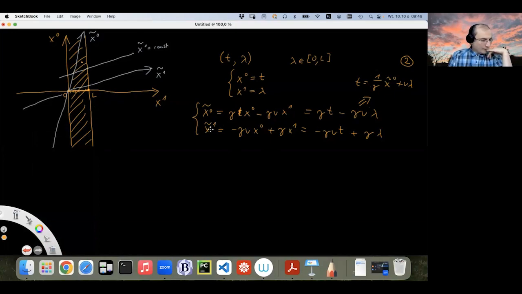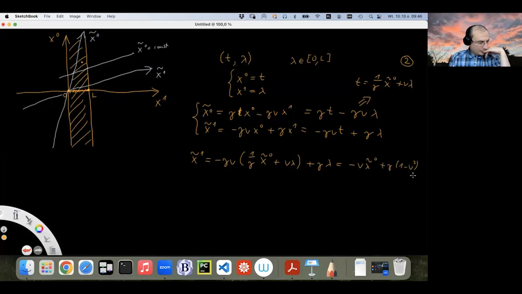Now I go back to x tilde 1. I would like to see the positions. So x tilde 1 is simply equal to minus gamma v times 1 over gamma times x tilde naught plus v lambda, plus gamma lambda. And here we can simplify the terms. And if we do it, what we get is minus v x tilde naught, that comes from the first quantity, and then plus gamma times 1 minus v squared times lambda.